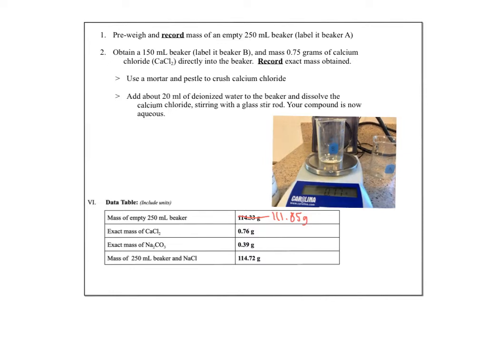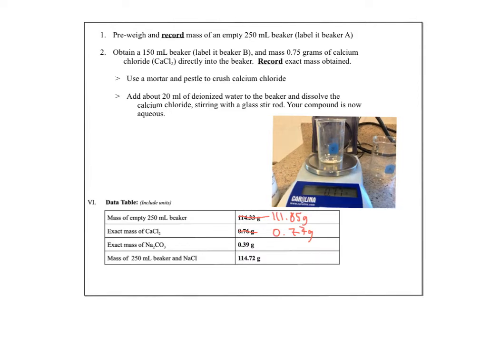So that's mass of CaCl2. So that's 0.77 grams. And that's actually the number we're going to use in my BCA table. Not 0.75 because I'm actually going to be mixing 0.77 grams.